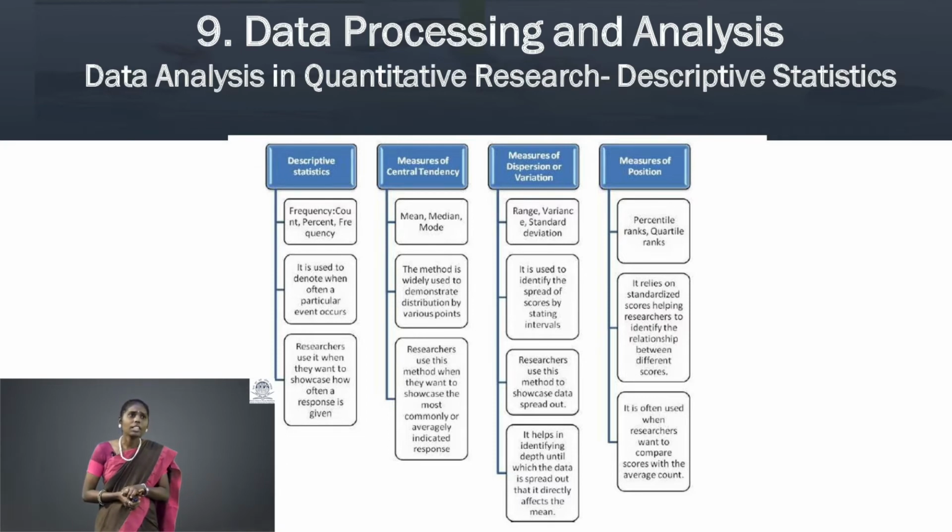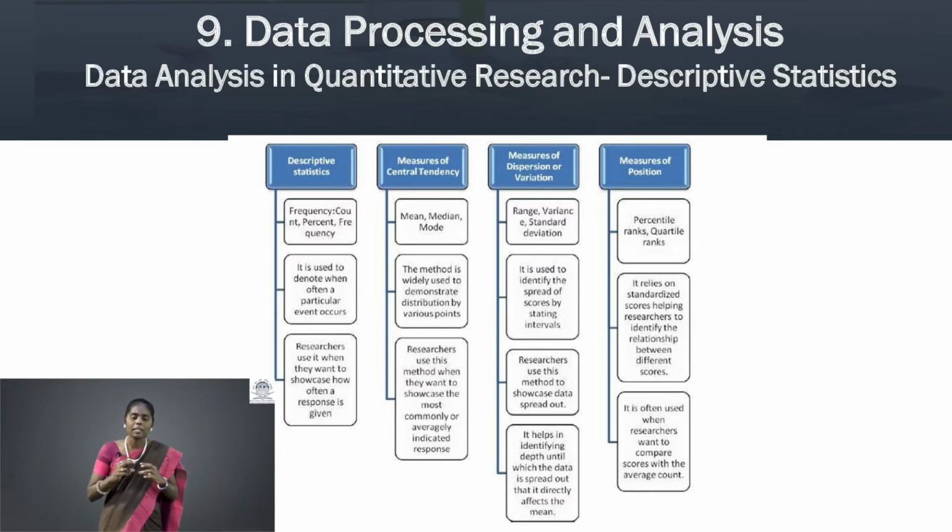In descriptive statistics, the data is analyzed through frequency, that is count and percent. It is used to denote how often a particular event occurs, and researchers use it when they want to showcase how often a response is given. So frequency is a simple descriptive statistic.